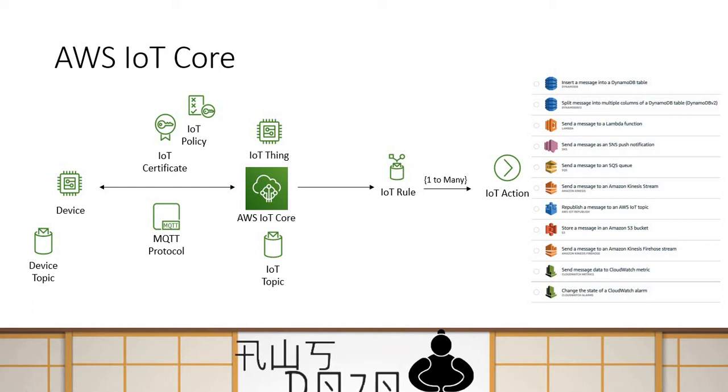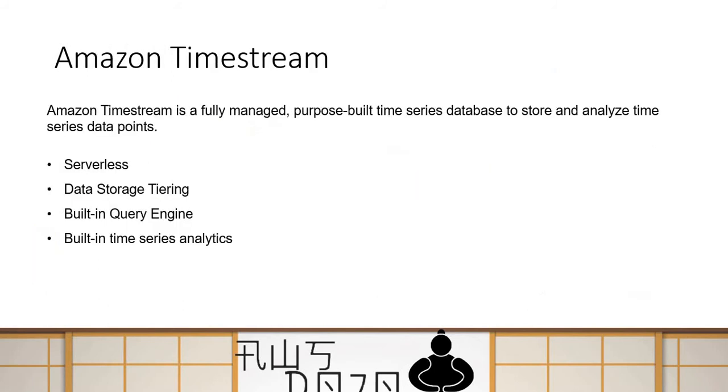So now let's focus on the other service which IoT Core will integrate with in this workshop, and that is the Timestream database. This service has been available for quite some time, but it was made generally available I think only a couple of weeks back, and it is a fully managed, purpose-built time series database, which can be used to store any kind of time series data points, and then you can do analysis on those time series data.